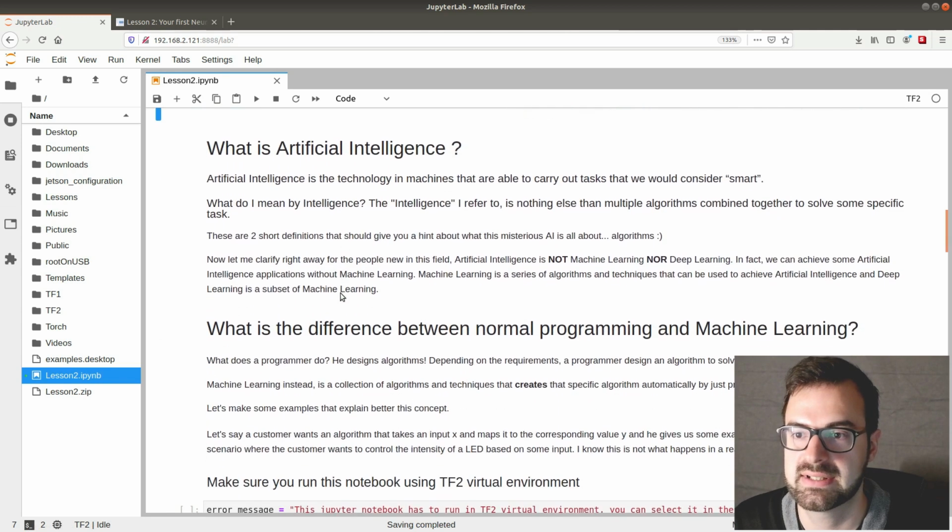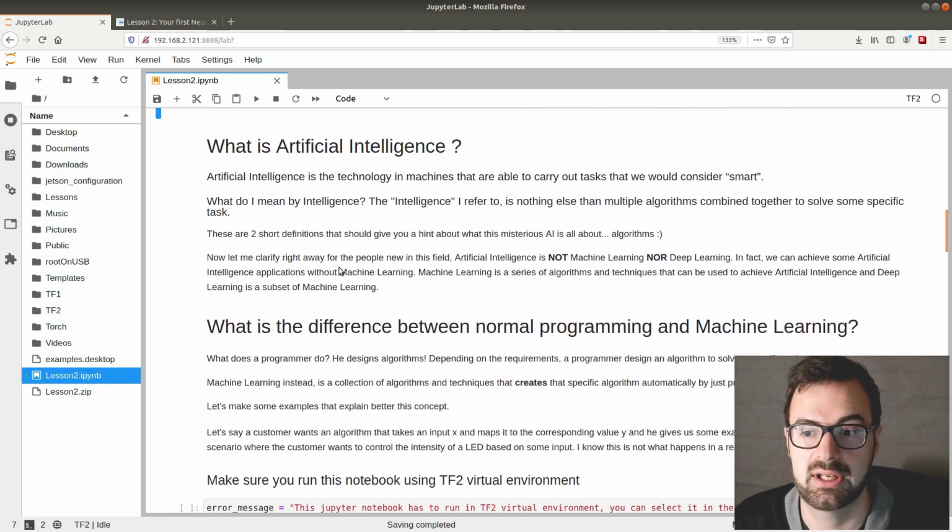Okay. So let's start with what is artificial intelligence. Artificial intelligence is the technology in machines that are able to carry out tasks that we would consider smart. This is my definition of artificial intelligence. And what do I mean by intelligence? The intelligence I refer to is nothing else than multiple algorithms combined together to solve some specific task. So with those two short definitions, you should get a hint about where AI is all going.